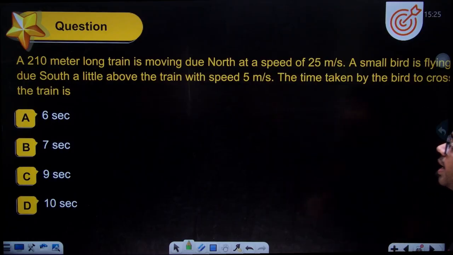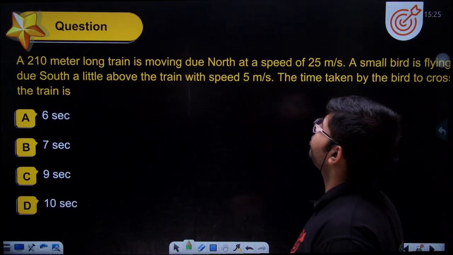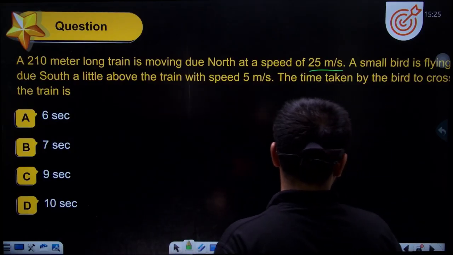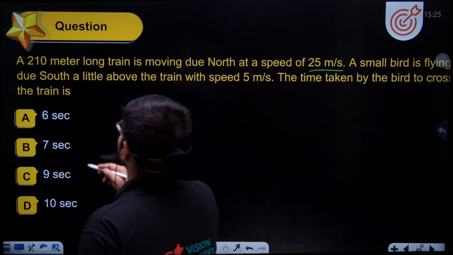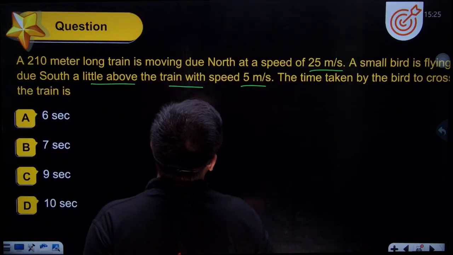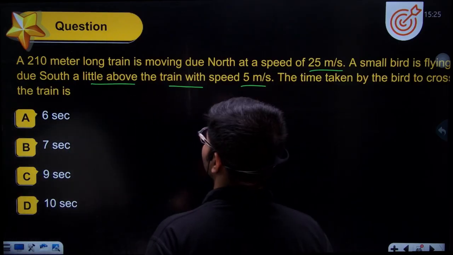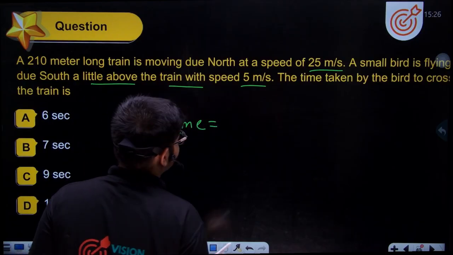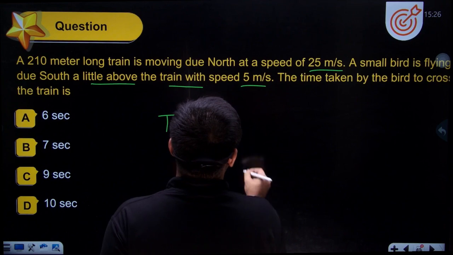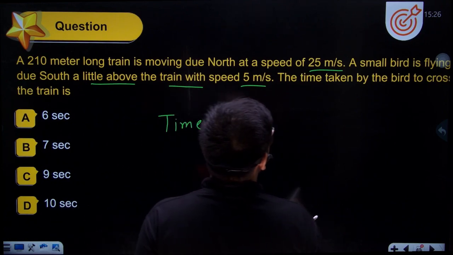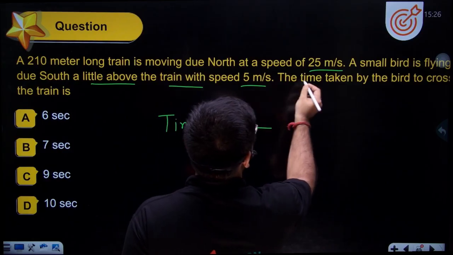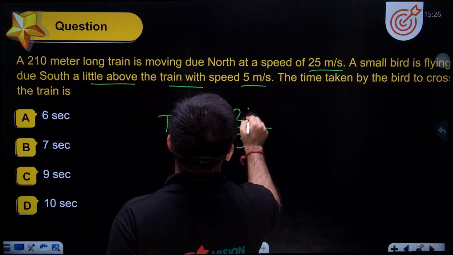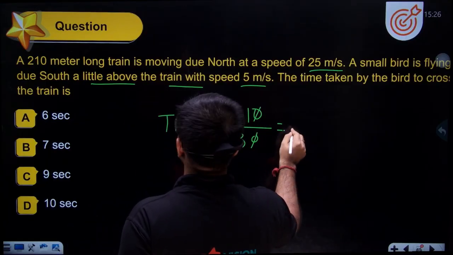Now they are talking about a 210 meter long train moving due north with a speed of 25 meter per second. A small bird is flying due south, a little above the train, with a speed of 5 meter per second. The time taken by the bird to cross the train is? They are moving in opposite directions, so the relative speed we need to add up. So 25 plus 5, it is 30. And the length is 210 over 30, so it is basically 7 seconds.